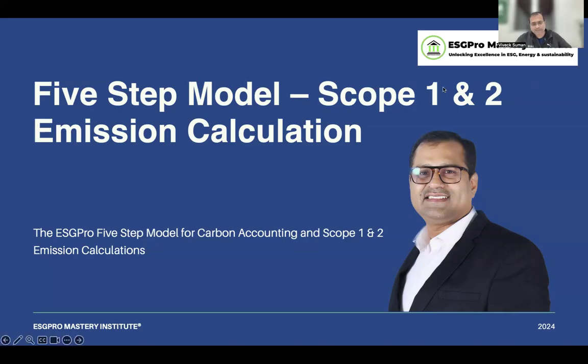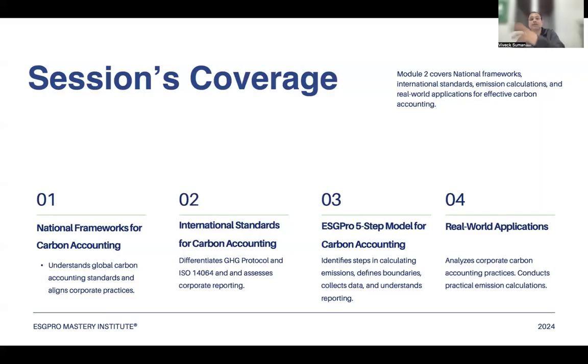5-step model. Okay, so this is the ESG Pro 5-step model. It is applied to Scope 1 and 2 emission calculations, and you can apply it to any industry, any operation. As long as you want to follow the GHG Protocol, you can use these 5 steps because it covers everything. It's our proprietary model. Of course, we have yet to patent it, but right now we are in that process.